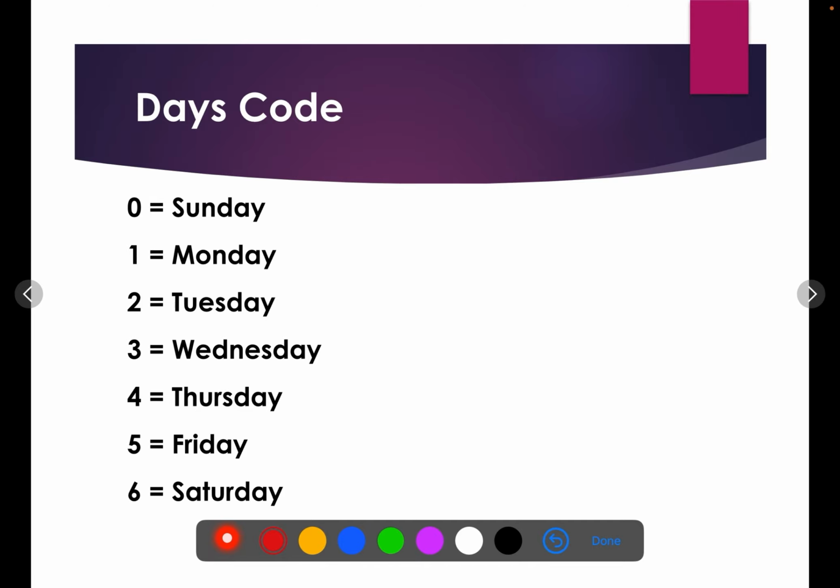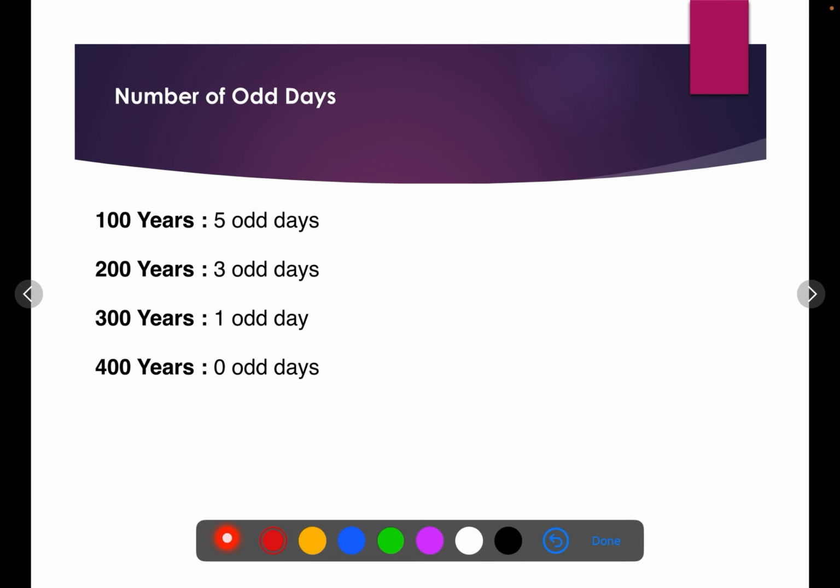Now, days code. This is very important. We have to remember we have 7 days and the days code is 0, 1, 2, 3, 4, 5, 6 according to the order of the days. Next, number of odd days in 100 years, 200 years, 300 years, 400 years. Why are we doing all this? You will get to know when we'll do some questions. So all these basic things you have to keep in mind before proceeding with the question.